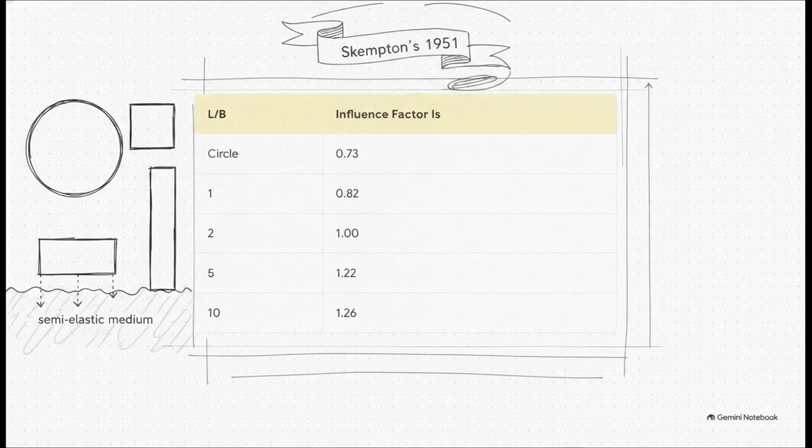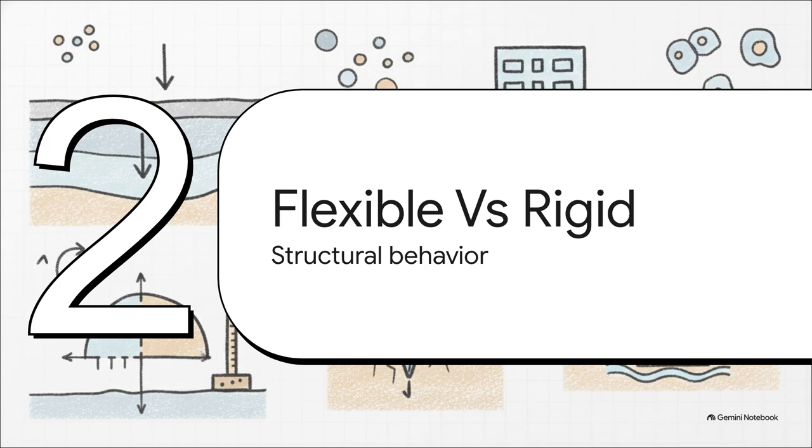For a circle, it's 0.73. For a square, it's 0.82. And it just keeps going up as the shape stretches out. It really proves that there is precise geometry behind these calculations, keeping everything grounded without bogging us down in the really dense formulas. All right, section 4, flexible versus rigid foundations.